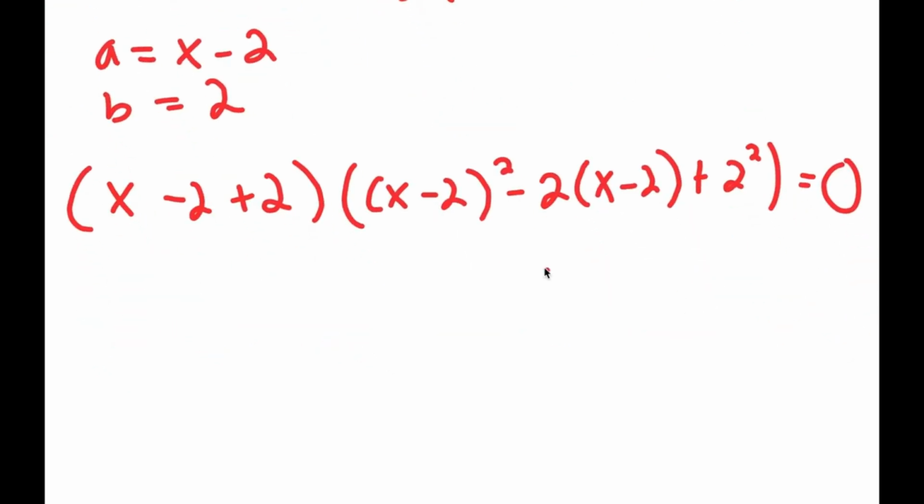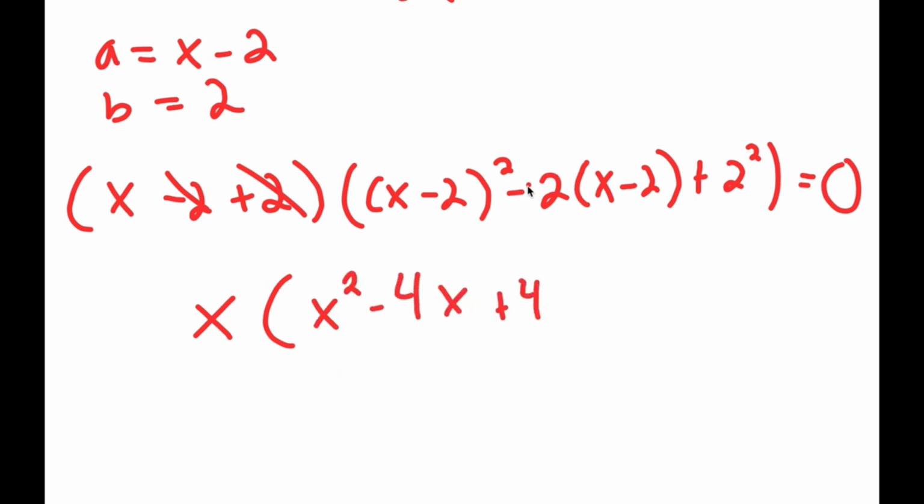Now we can simplify this. So negative 2 and positive 2 cancel out. So I get x times (x minus 2) squared, which is the same thing as x squared minus 4x plus 4. And then negative 2 times (x minus 2), I can distribute the negative 2. Negative 2 times x is negative 2x, and negative 2 times negative 2 is positive 4. And finally I have plus 2 squared, which is equal to 4.